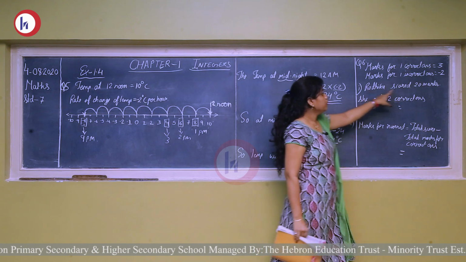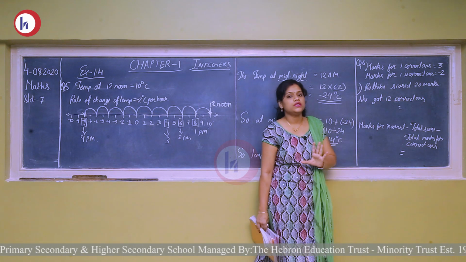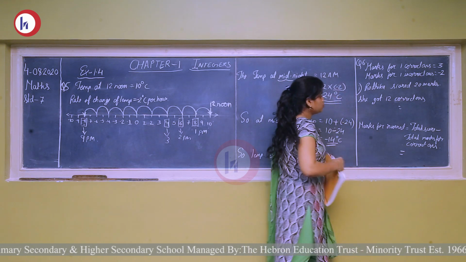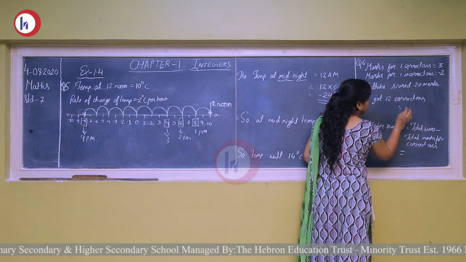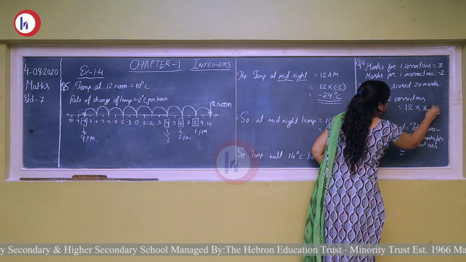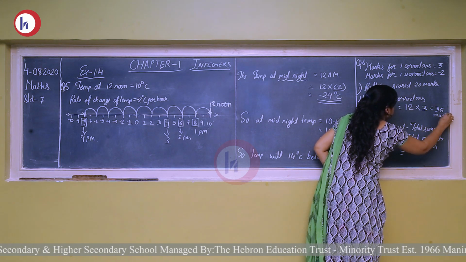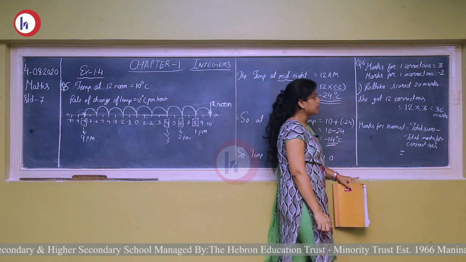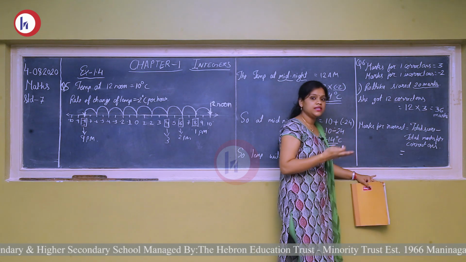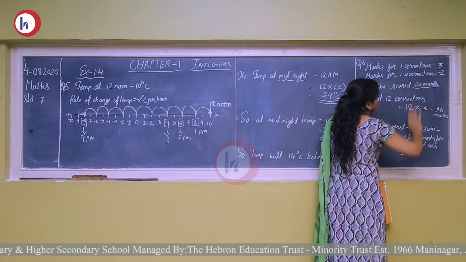Now Radha scored total marks 20. Her overall score is 20 marks. She got 12 correct answers. So if she is getting 12 correct answers, that means her score should be 12 into 3, that is 36 marks. Right? But what is her score? Her score is 20 marks. So that means she did some incorrect answers for which she scored minus 2.